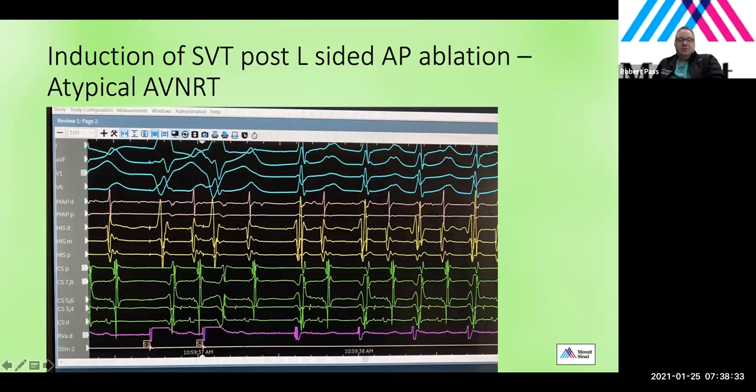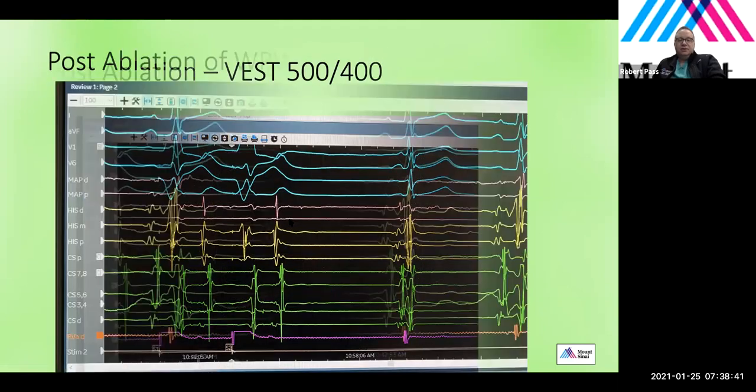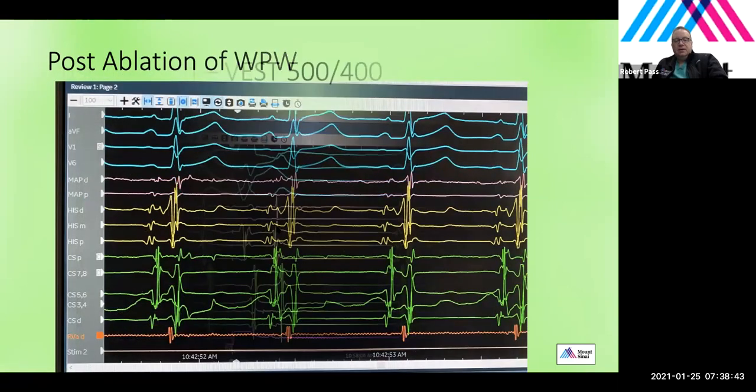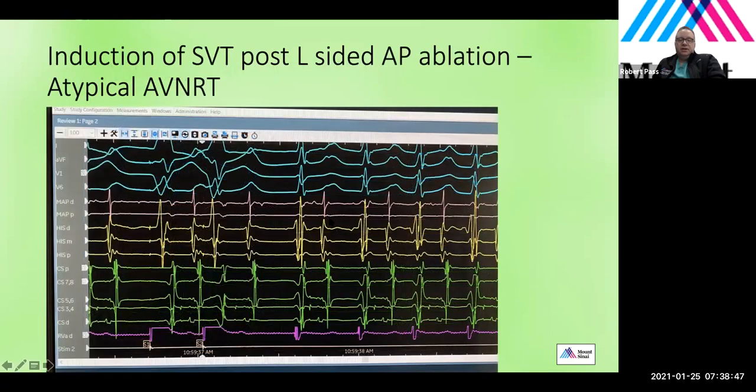But here again, with ventricular extrastimulus testing, you see that we've induced AVNRT again, where the earliest retrograde A is in the His. And again, this is an atypical form of AVNRT. Now, oftentimes atypical AVNRTs are a little more difficult to ablate than typical AVNRTs.